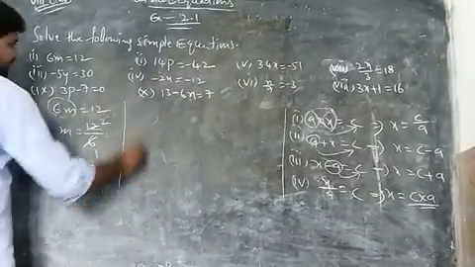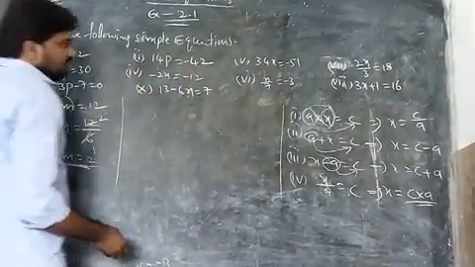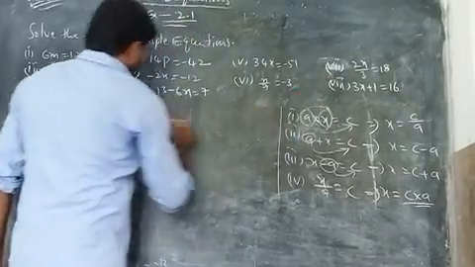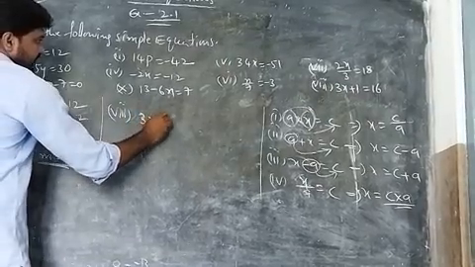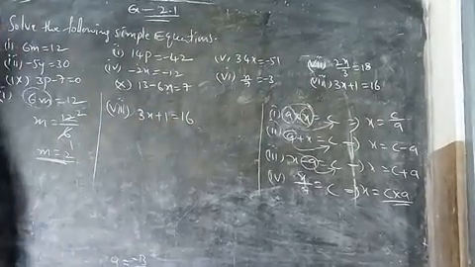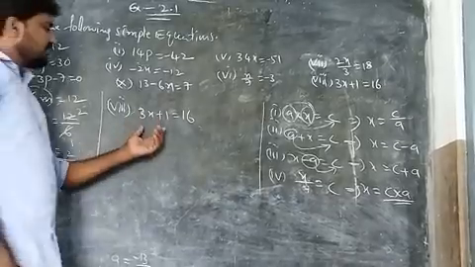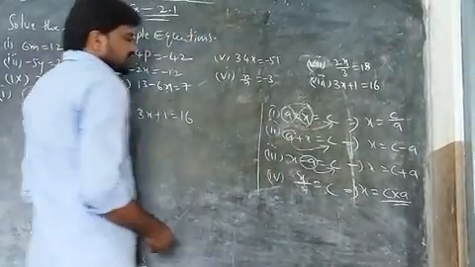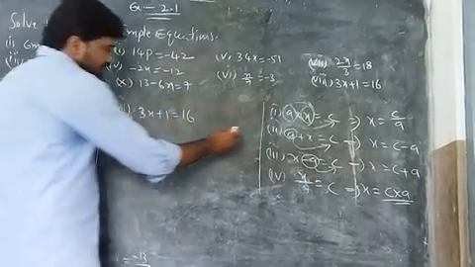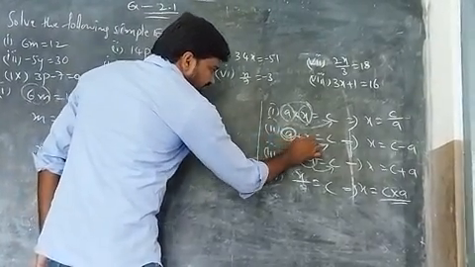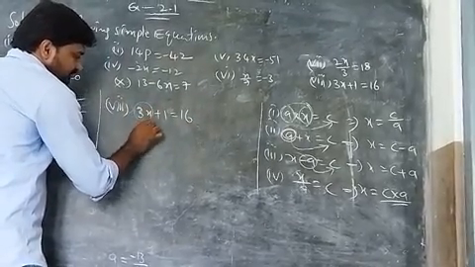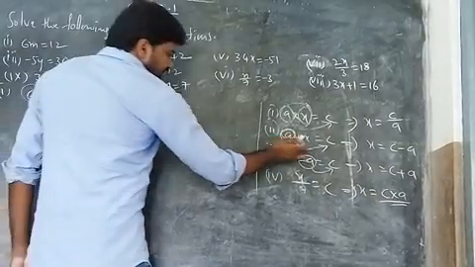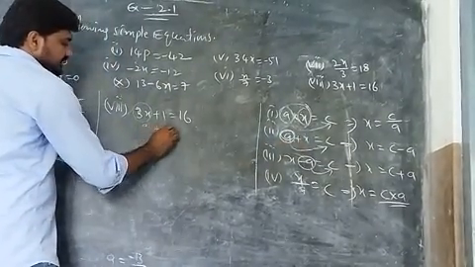One more problem is there. I think the 8th problem: 3x plus 1 is equal to 16. What type of problem is this? Look there, this is a plus x. In the place of a is 3x, and plus 1 is x, that is equal to c.